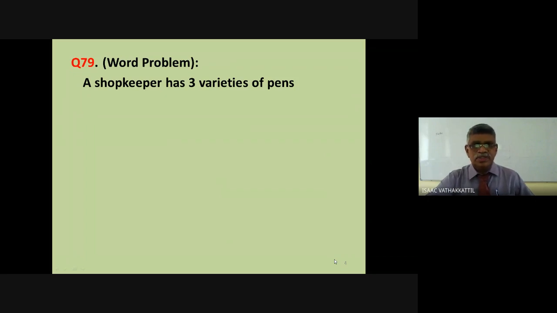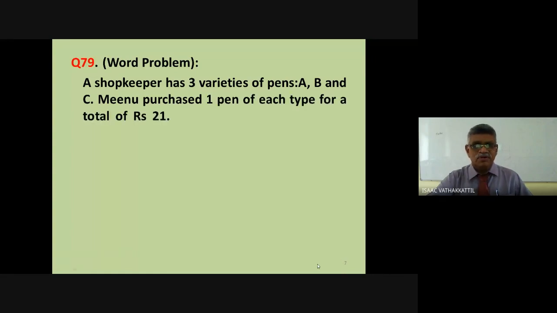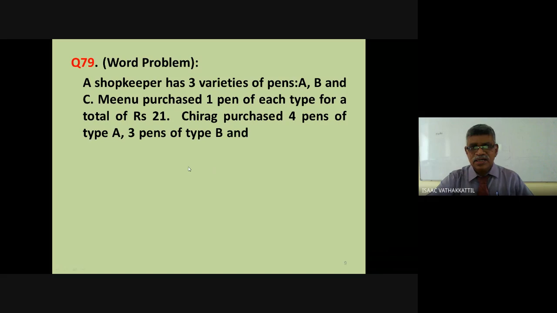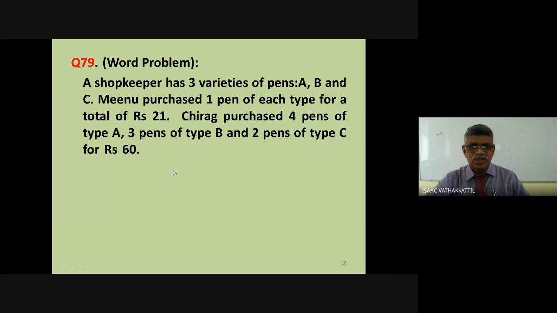A shopkeeper has three varieties of pen, A, B and C. Meenu purchased one pen of each type for a total of rupees 21. You have to grasp the sentence very clearly because we have to form equations. One pen of each type for a total of rupees 21. Chirag purchased 4 pens of type A, 3 pens of type B, and 2 pens of type C for rupees 60. If you are with the pen and pencil, you can form equations and write it.